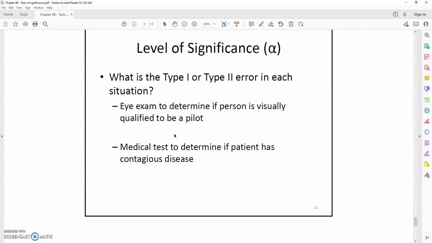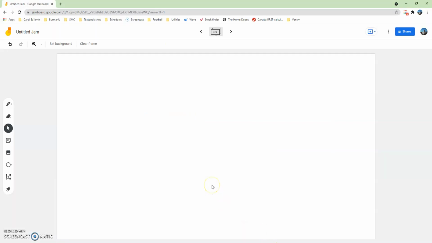I like this little example here. It really solidifies the difference in the two types of error. So what is the type 1 or type 2 error in each situation? The first situation is what we'll take a look at in more detail. The eye exam to determine if someone is visually qualified to be a pilot. So we'll go to our Jamboard here, and I'm going to write out the types of error we have.